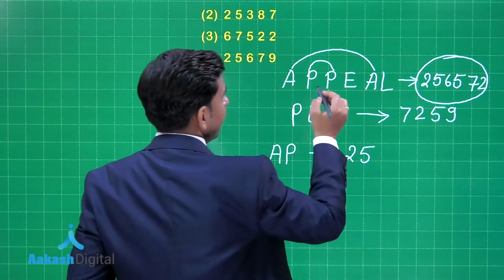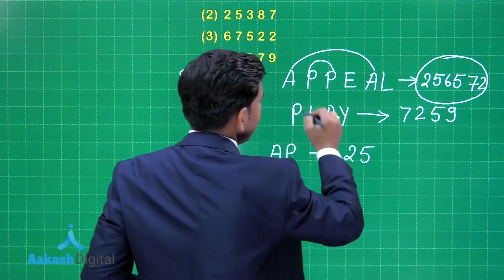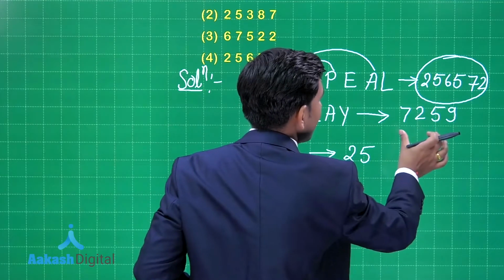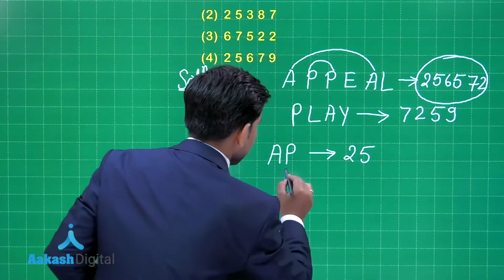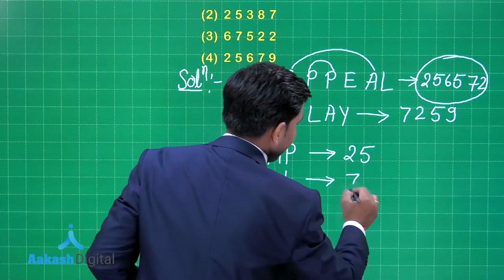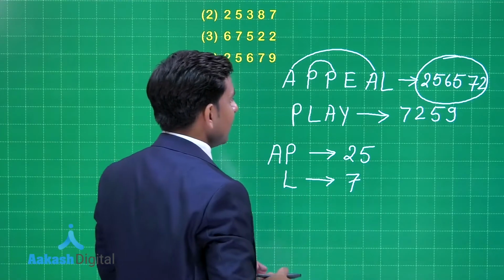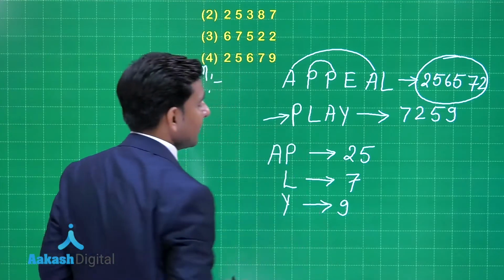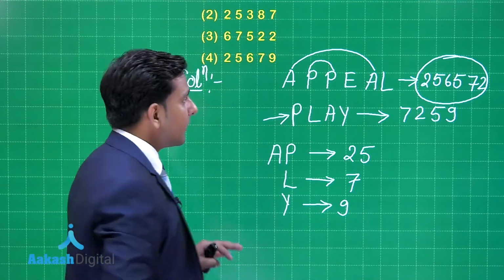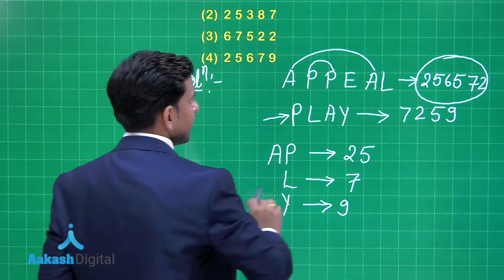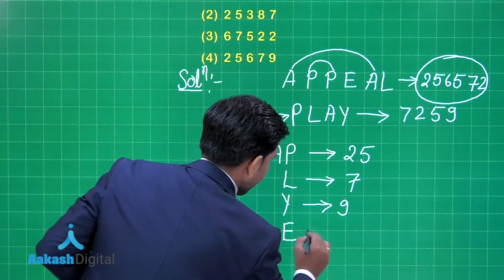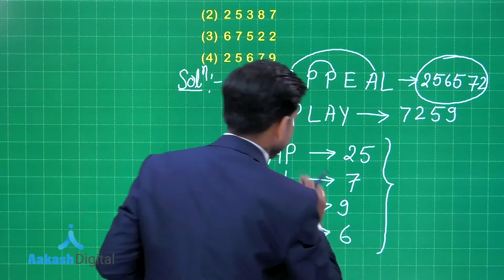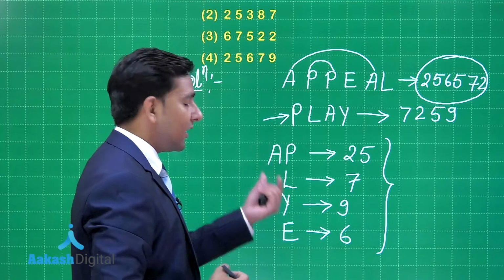Clear? And you can also notice here L appears in both the words and we can also find a common number in these two codes, that is 7. So we can write the code for letter L is 7. That means we can write the code for letter Y will be 9 from this word play, and with the help of this relation we can further conclude the code for letter E, that is 6. So these are the codes for certain letters.